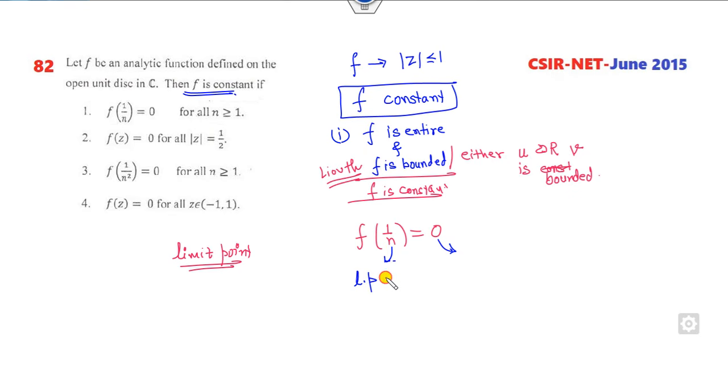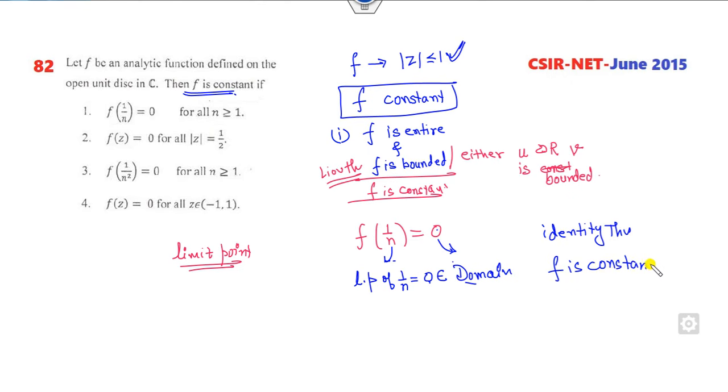What is the limit point of 1 by n? 0. This is also the 0. What is the limit point? If it belongs to the domain. Does it belong to the domain? Yes. So then by the identity theorem, f is constant.